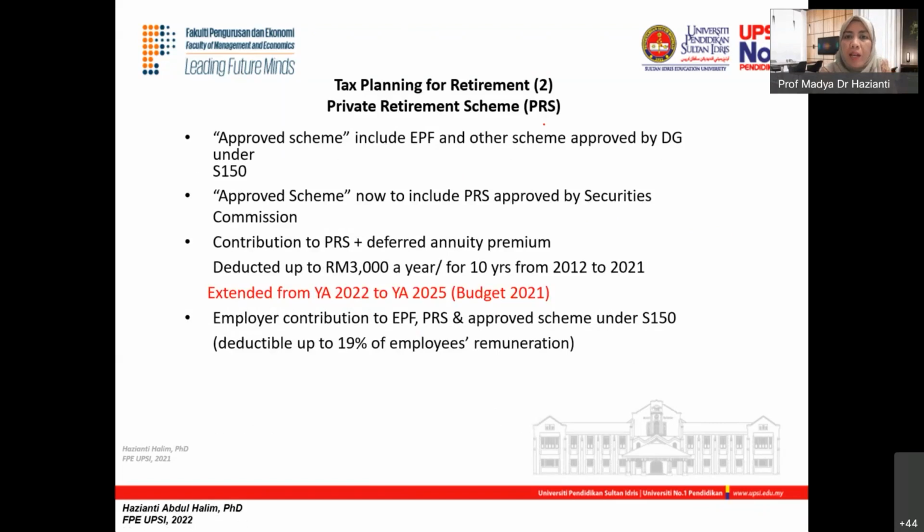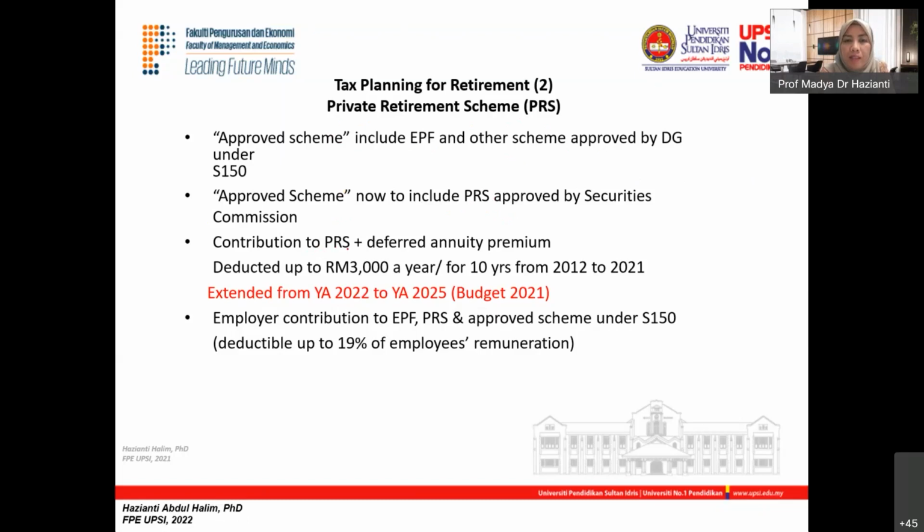Alright, so we also have PRS, private retirement scheme, on top of EPF. EPF is kita kata public lah. So this is private. EPF is by the government, and PRS kita ada macam-macam scheme, approved scheme under EPF, include EPF and other scheme approved by DG under section 150. So approved scheme now to include PRS approved by Securities Commission. Dulu tak ada, so this is quite new.